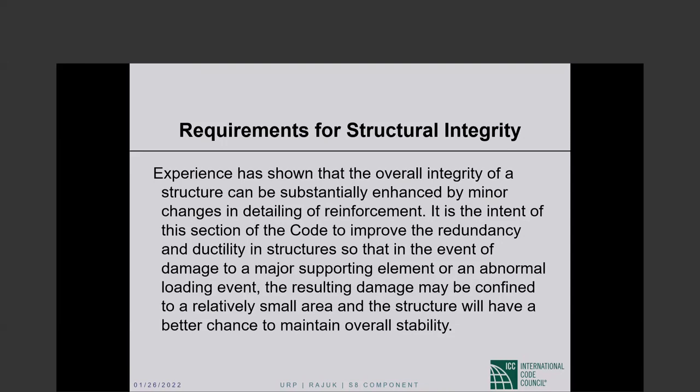If it is not a special moment frame, then there are hardly any requirements until SEI 31819. So all you do is provide shear reinforcement, any shear reinforcement that might be needed. So there are really no specific details given for ordinary or intermediate moment frame joints. Special moment frame joints, there are details, very specific details that I will share with you in the next couple of weeks.